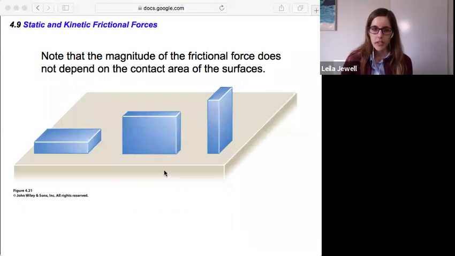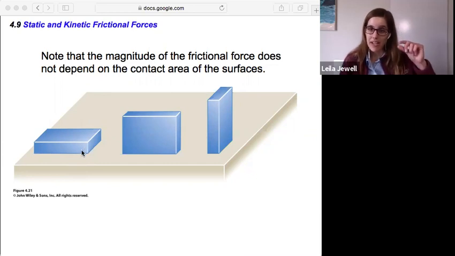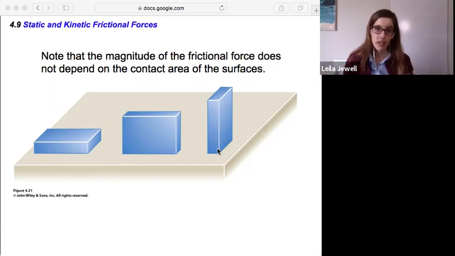One interesting note is that the magnitude of the frictional force does not depend on the contact area of the surfaces. If you have the same block or book with different orientations, all three of these orientations are going to have the same amount of friction. Even though one of them has more area in contact with the surface, it also has less mass pushing down on each of those small area points, versus the one that has less area has more mass on each of those points. So it all balances out, is the short of it.